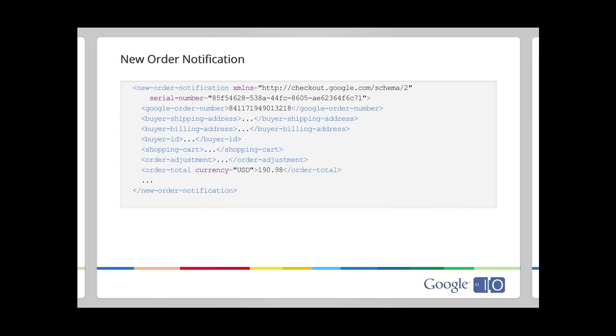So new order notifications contain a unique Google order number, the buyer's billing and shipping addresses, the buyer ID, which is persistent between orders, so you can use it to track your buyers and the purchases that they make, the shopping cart, which contains the items that a customer has purchased, the order adjustment, which contains information about any discounts, shipping, and taxes that are applied to the order, and finally, the order total.